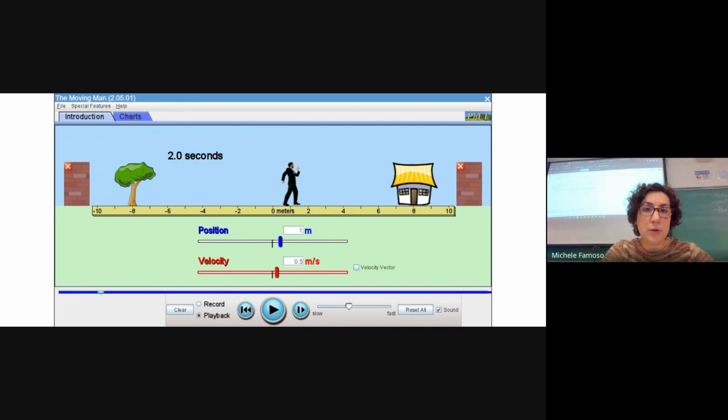Now I'm going to move him to 3 seconds. There it is. 1.479 and 0.5. 4 seconds. Do the same thing. I know it's kind of tedious. I'm sorry. 1.979 and 0.5. We'll go to 5 seconds. Do the same thing.